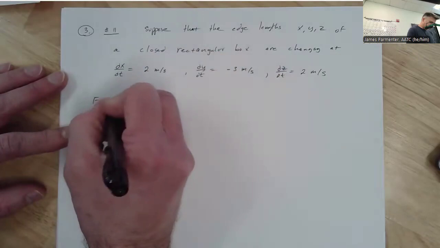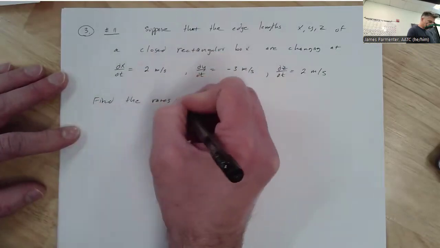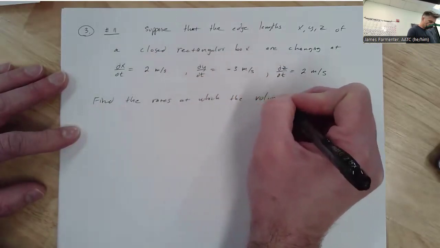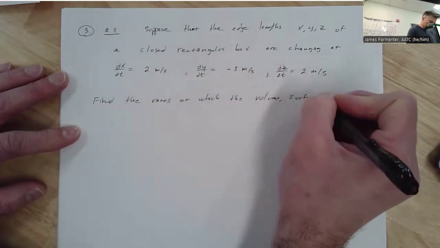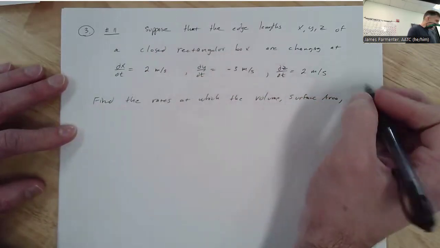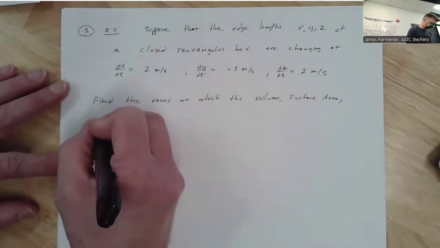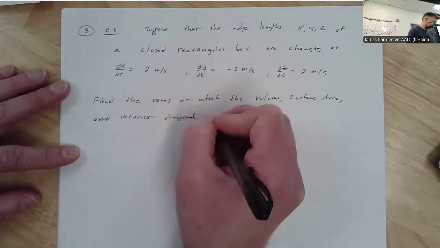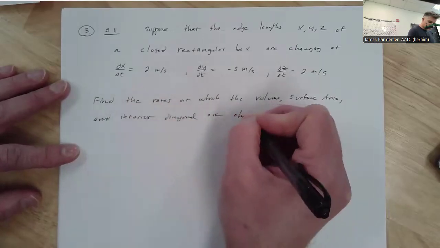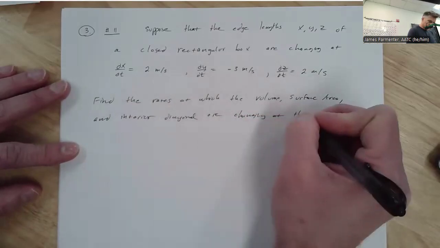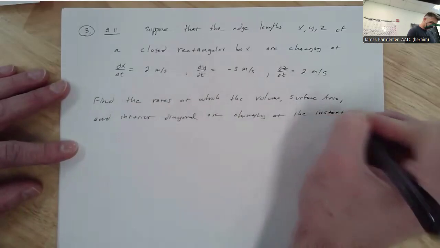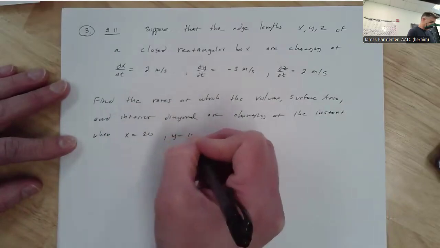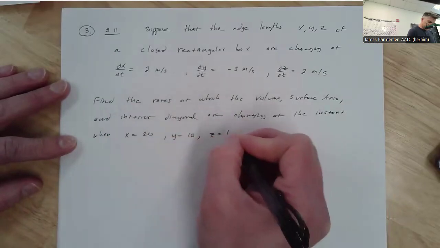Find the rates at which the volume, surface area, and interior diagonal, that's a new one for me, are changing at the instant when, I'm going to make up some nicer numbers here, x equals 20, y equals 10, and z equals 15 meters.